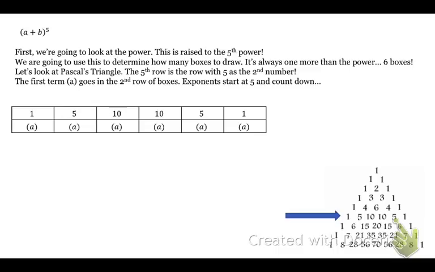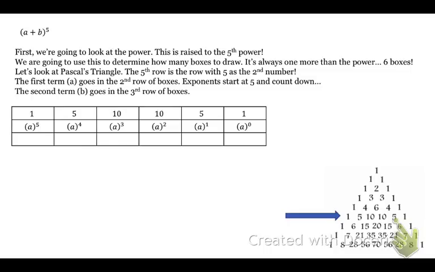Okay? Now, we have to work with our exponents. The exponents start at 5 and count down. They start at whatever number this is right there. So since that's a 5, that's why we're starting at 5. So that's going to be a to the 5th, a to the 4th, a cubed, a squared, a to the 1st, a to the 0 power.